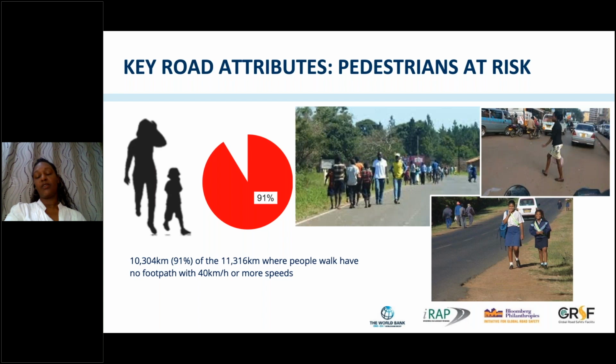From this slide, you can see that when I look at the data that we have collected, across 11.3 thousand kilometers where people walk, where we have pedestrians, we find that where the speeds are above 40 kilometers per hour, so high speed roads where pedestrians are walking, 91% of those don't have footpaths, unfortunately, which means we're putting pedestrians, the highest risk group, at that much risk. So they're rating 1 or 2 star. They're very high risk roads, so they don't have footpaths. We can go to the next one.